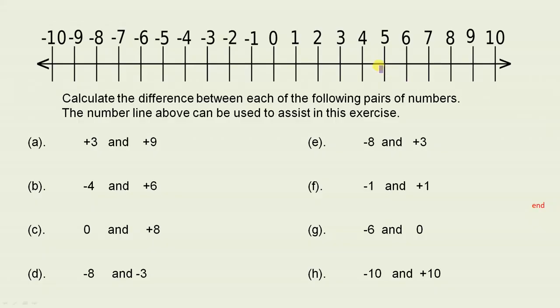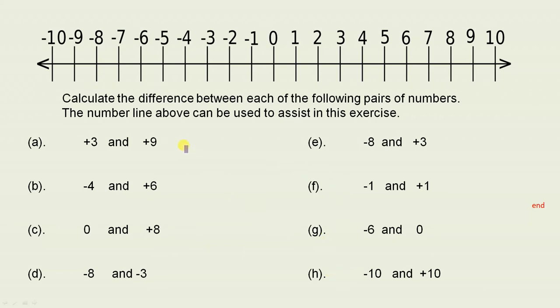Now here we have a number line, just to make this exercise a little bit more straightforward, a little bit easier. So calculate the difference between each of the following pairs of numbers. The number line above can be used to assist in this exercise. So we need the difference. So we've got, how many have we got here? We've got 8 separate questions.